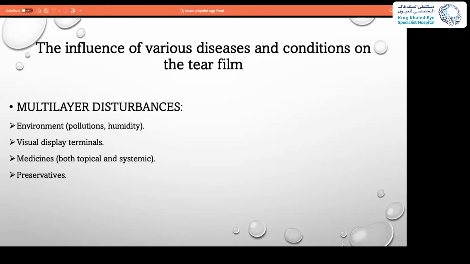Other factors can play a role: environment, dryness and humidity, and visual display terminals, including excessive use of iPad or mobile, which affects frequent blinking of the eye and ends in disturbed lipid and aqueous layers. Some medicines, both topical and systemic, can also affect multiple layers of the tear film. Preservatives in topical ocular medication can affect it as well.